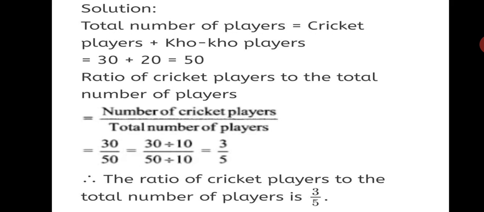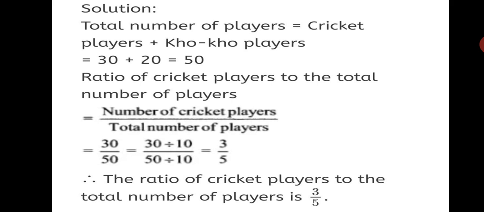So total number of players is equal to cricket players plus kho kho players. What is it given in the question? We have 30 cricket players and 20 kho kho players. So the ratio won't be 30 is to 20. In fact, the number of cricket players we have to find, it's already given. So what do we have to find? We have to find the ratio of cricket players to the total number of players, not kho kho players. Cricket players to the total number of players. So you have to be very careful what is asked in the question.